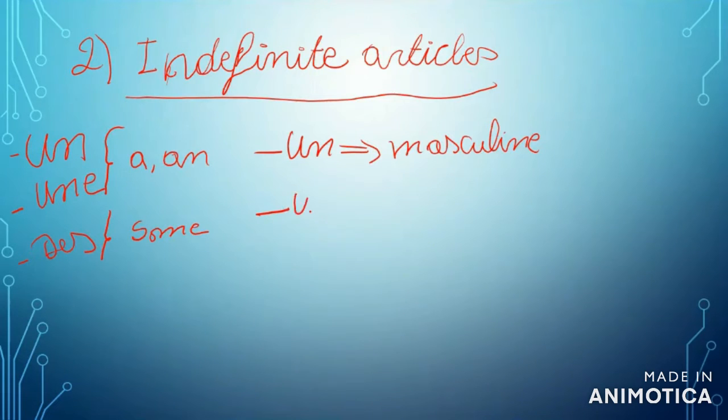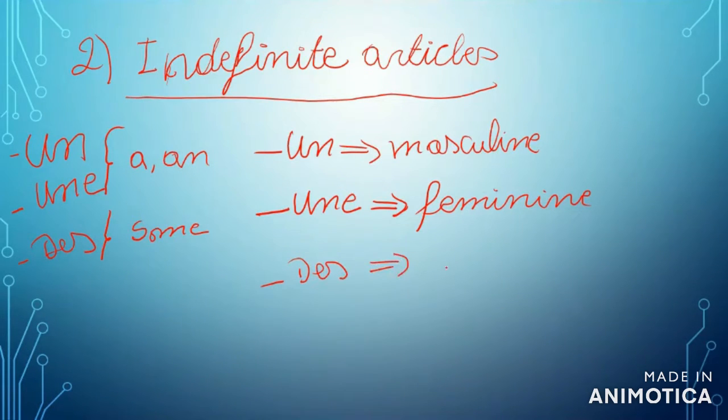The second one is une. You already have an idea when to use une, and your guess was correct: for feminine nouns. Masculine nouns, feminine nouns. Then des, which means some, you place in front of a plural noun. We have three of them, the indefinite articles: un, une, des. Don't forget that.